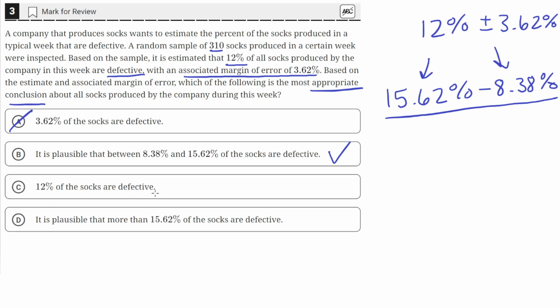12% of the socks are defective. That's not an appropriate conclusion because that does not account for the margin of error. It is plausible that more than 15.62% of the socks are defective. That's also not an appropriate conclusion because the upper bound of our range was 15.62, so it wouldn't be very plausible for the actual percent of defective socks to be higher than this range. So B is the correct answer.